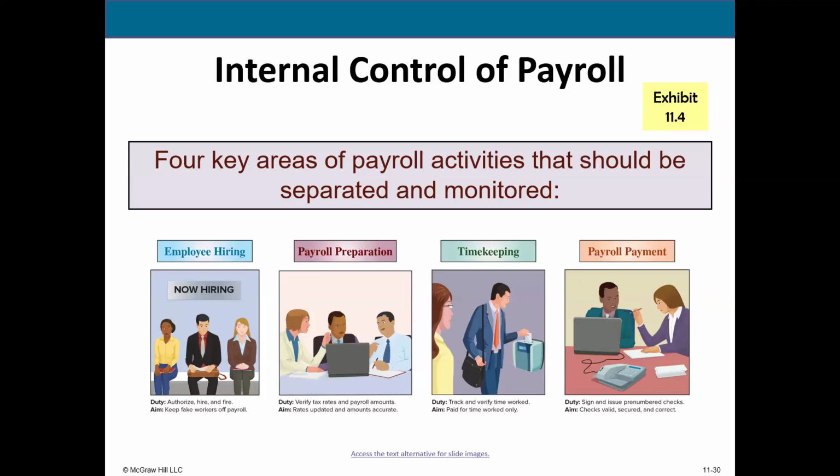So, for example, human resources is responsible for the hiring and firing and training of employees. That's a separate duty. So whoever does payroll is totally separate from who does hiring, firing, and all that. Payroll preparation is done by one accountant.